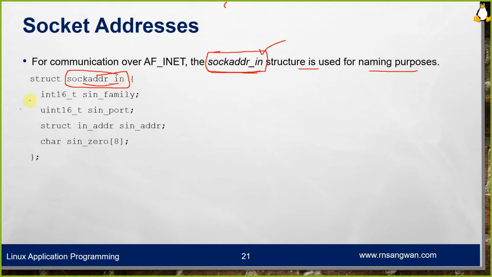So we define int16_t sin_family, uint16_t sin_port, and then sin_addr, and then a character array sin_zero of 8. So these are the 4 different variables in this, and then we define this sin_addr structure, in_addr. This in_addr is actually a 32-bit address, which is an IP address, that is 4 octets of 1 byte each.